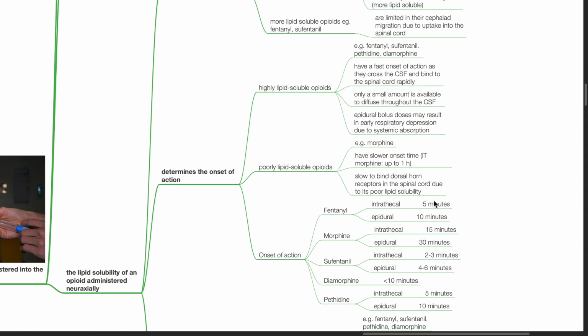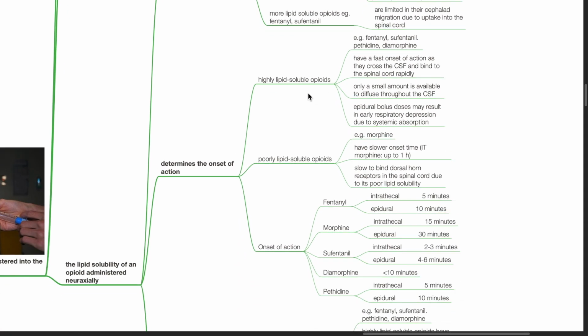Regarding the onset of action, highly lipid-soluble opioids such as fentanyl, sufentanil, pethidine, and diamorphine have a fast onset of action as they cross the CSF and bind to the spinal cord rapidly. Only a small amount is available to diffuse throughout the CSF. Epidural boluses may result in early respiratory depression due to systemic absorption. Poorly lipid-soluble opioids such as morphine have a slower onset time. They are slow to bind to the dorsal horn receptors in the spinal cord due to poor lipid solubility.